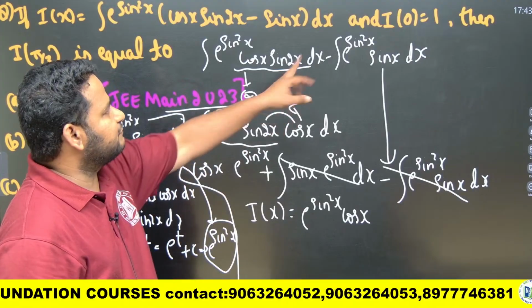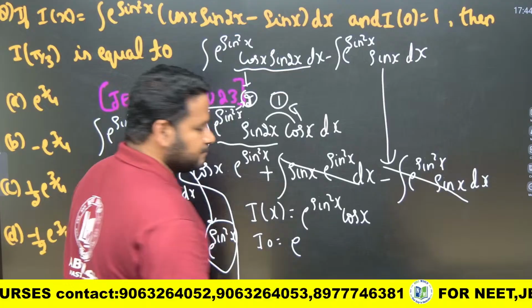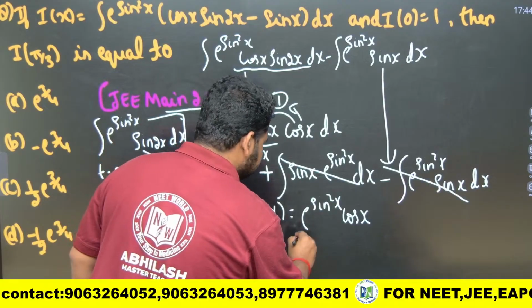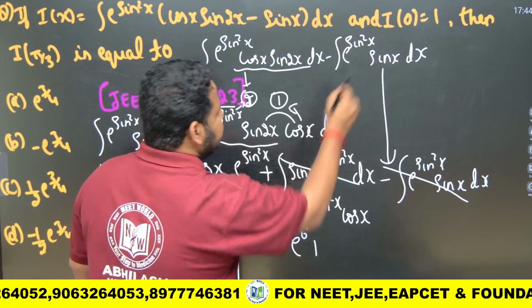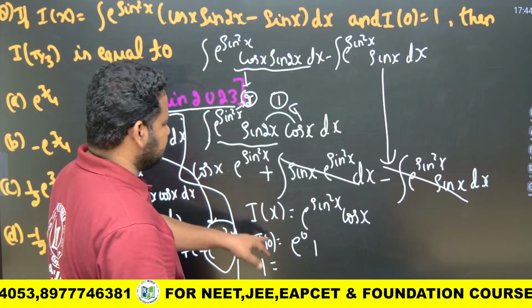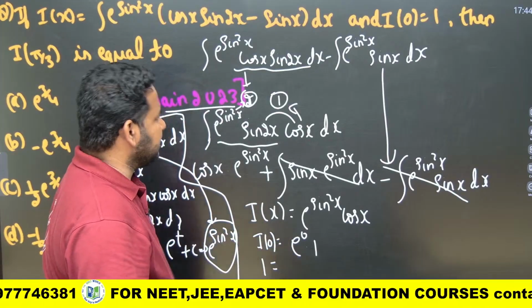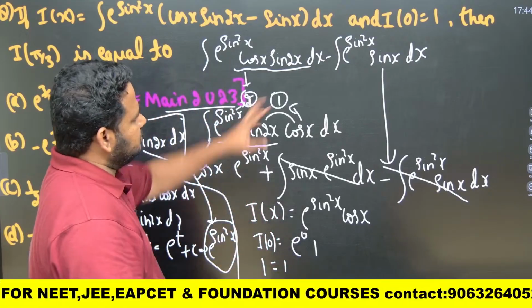They are telling I of 0 is equal to 1. If I take I of 0, that is nothing but e power sin 0. Sin square 0 is 0 itself, cos 0 is nothing but 1. So, I of 0, they are telling, is 1. So, 1 is equal to 1 I am getting. So, e power 0 is nothing but equal to 1 itself. So, I of 0 they have given this, fine.